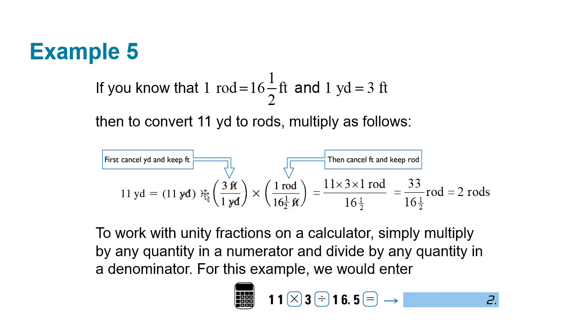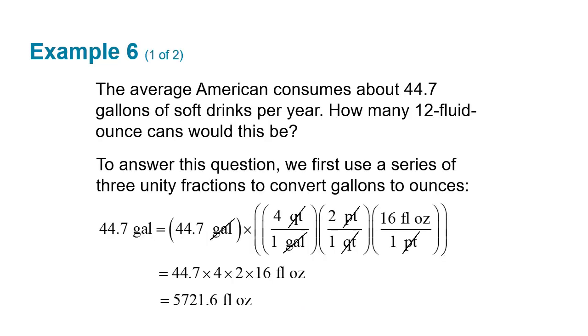And you can see that as we start looking at these fractions, if we just draw the line all the way through, that's why I call it a conversion line. So here's a great visual example of that. The average American consumes about 44.7 gallons of soft drinks per year. How many 12 fluid ounce cans would this be?